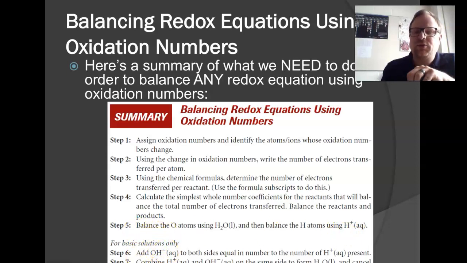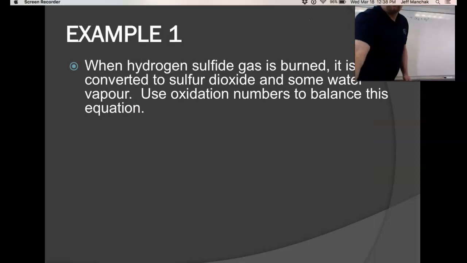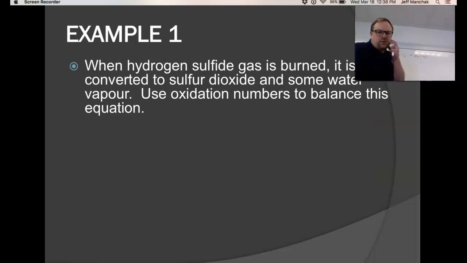If it's a basic solution, then we do that little bit with OHs again, and we'll do an example of that here shortly. Okay, so I'm going to try to do an example of this. It didn't work on the iPad, so I'm going to try it this way with you guys on the whiteboard here. Temporary solution until I can figure stuff out at home, I think.